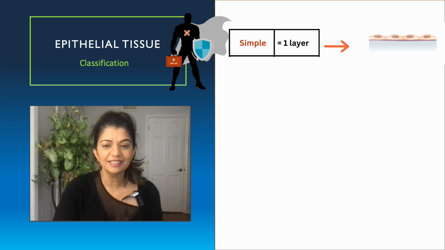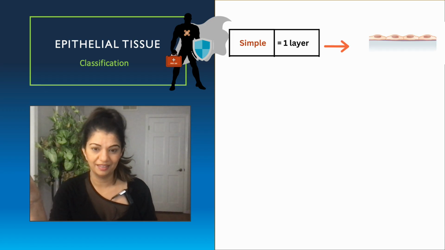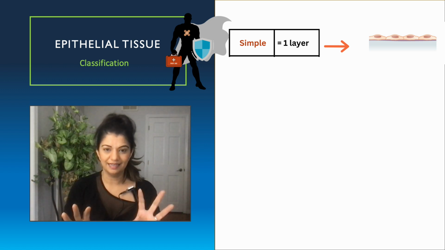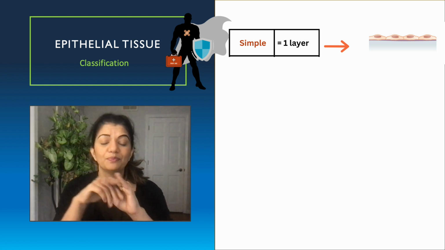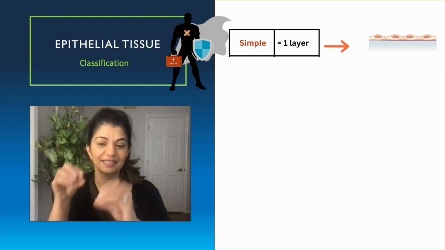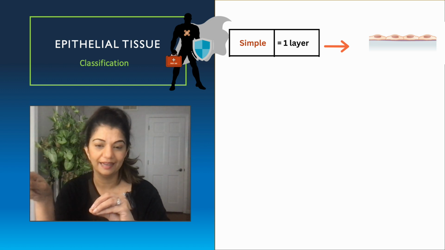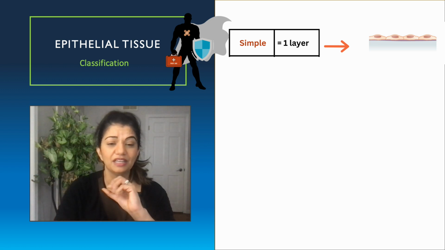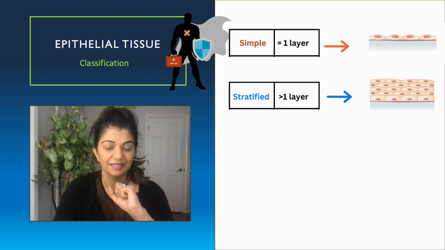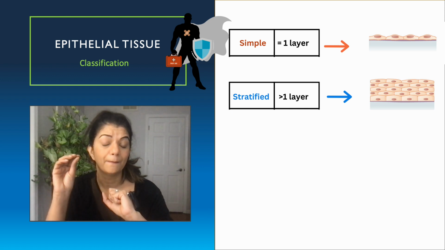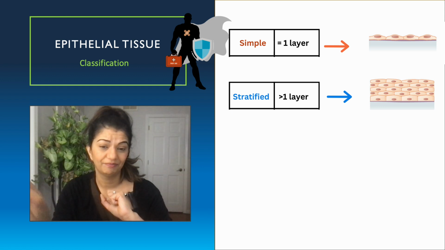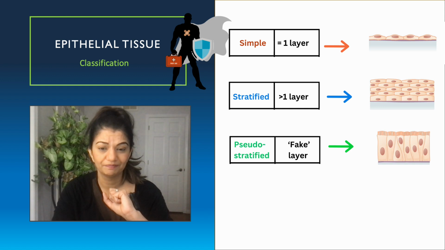Okay, so as far as classification of epithelial tissue, I'm going to break it down, right? Whenever there's a name of simple, that means one layer. That's something you need to just memorize. Stratified means more than one layer, right? Could be two or it could be several.